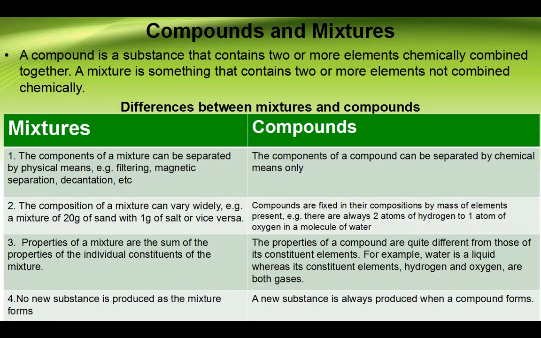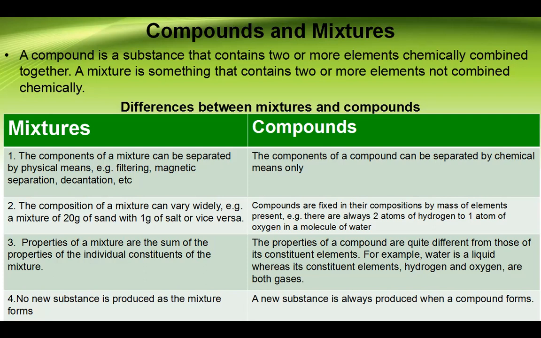So let's start with the first one: the components of a mixture can be separated by physical means, since the elements are combined physically, not chemically. So the ways of separating these also have to be physical means. Example, filtering, which is like separating liquid and solids. Magnetic separation is the use of a magnet to separate the mixture. Decantation is the phase allowing the settling of the particles, then separating the liquid and the solid particles.